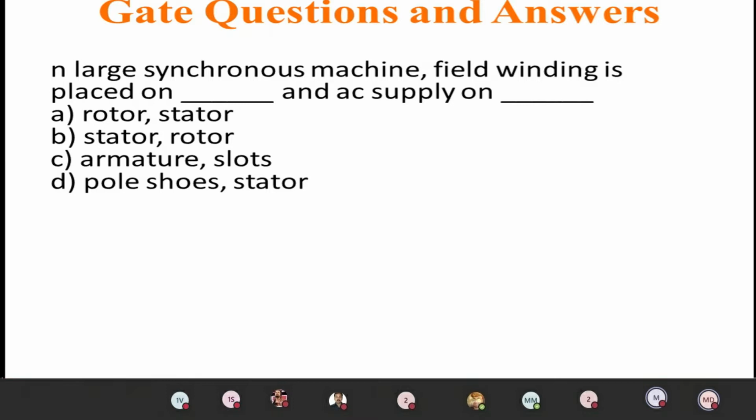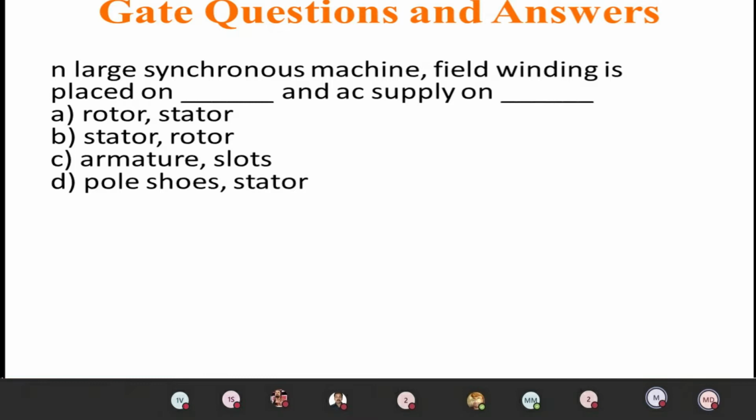But in case of DC, we cannot transfer it because we require a commutator. The commutator is a device which converts alternating current into direct current. In a synchronous generator, we do not require such conversion, so we are using slip rings.